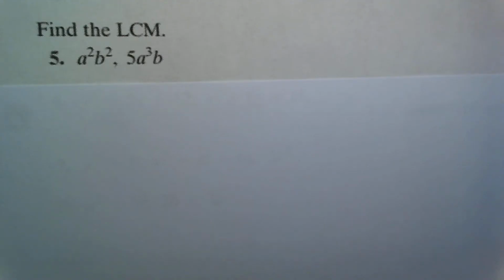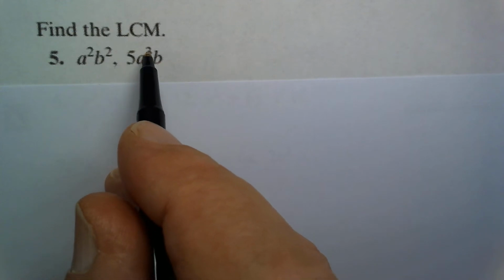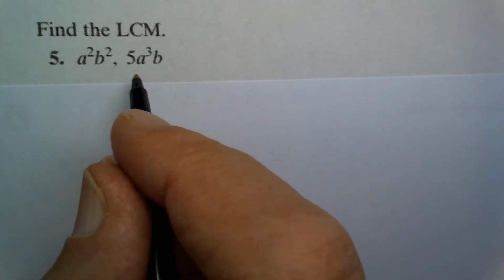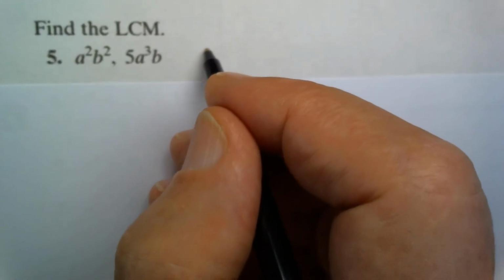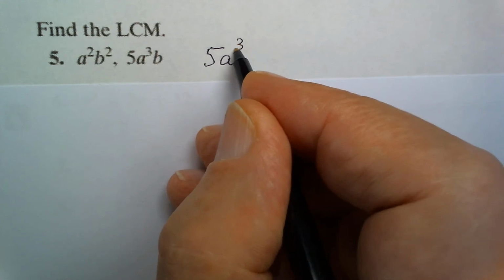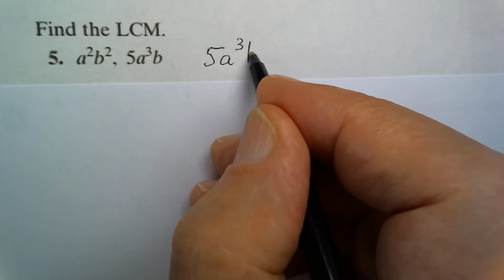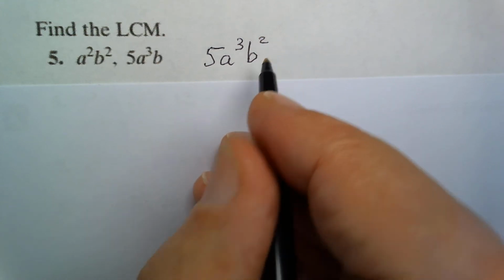To find the LCM, the least common multiple, we use each factor the greatest number of times that it occurs in any one prime factorization. So, what does that mean? Well, the factor a occurs to the third power, and 5 is the one time as a factor, so 5a to the third, and b occurs with the factor 2, so that's why it would be 5a to the third b squared. That's our least common multiple.